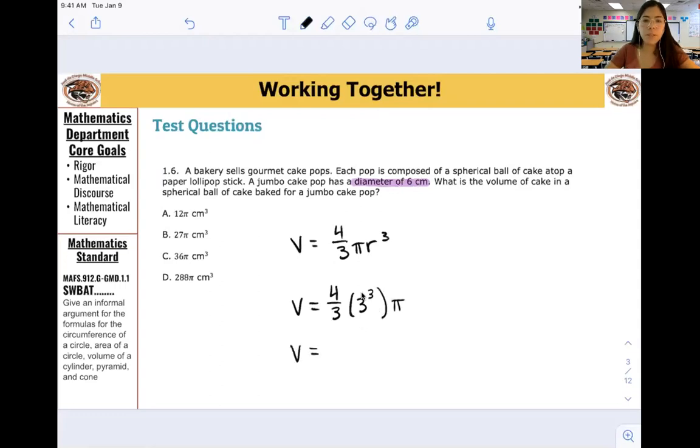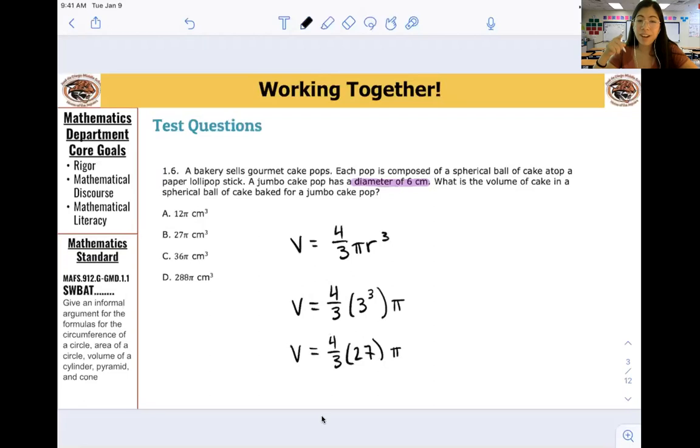What is 3 cubed? Three to the power of 3 is 27. And I got 27 times 4 over 3. Now, technically, this question was not in the calculator section, so let's review how to do this without a calculator. How would I do 27 times 4 over 3 without a calculator? You can do 27 times 4 and then divide by 3.